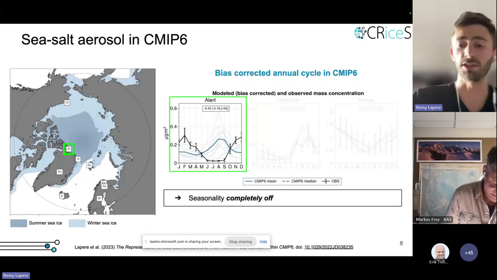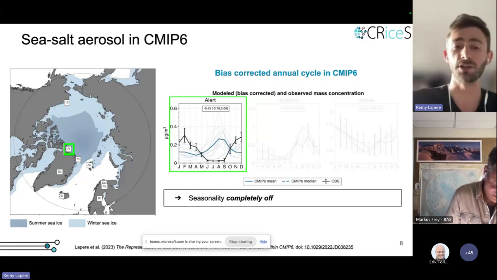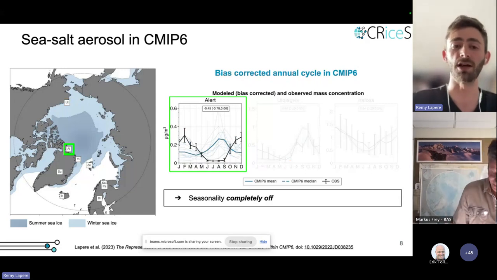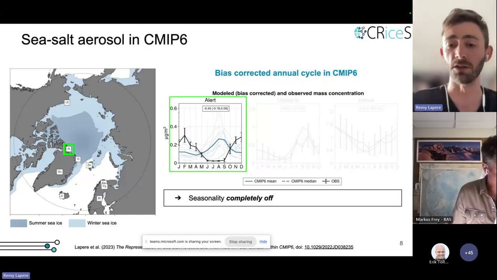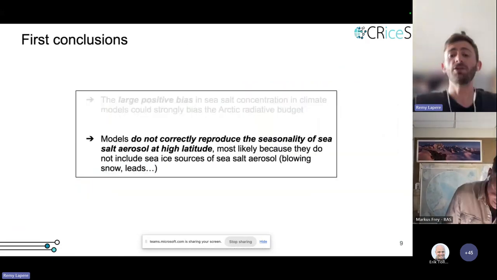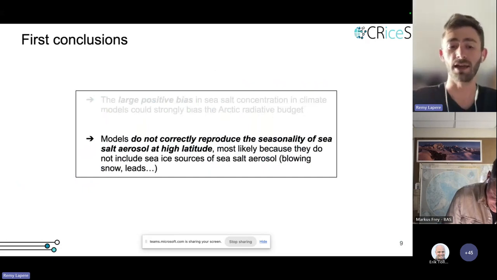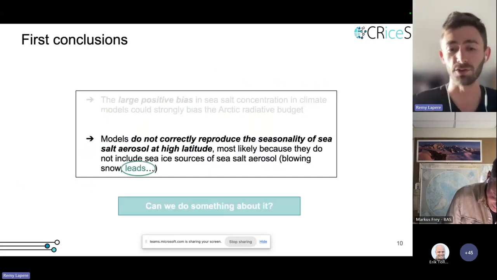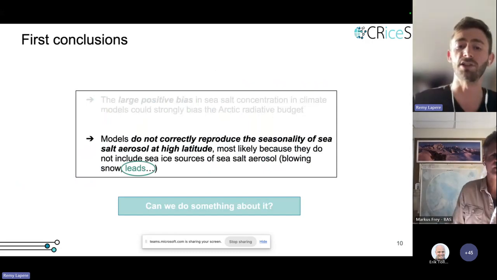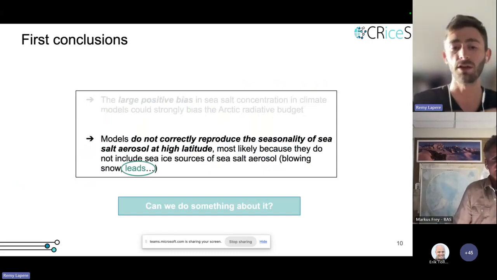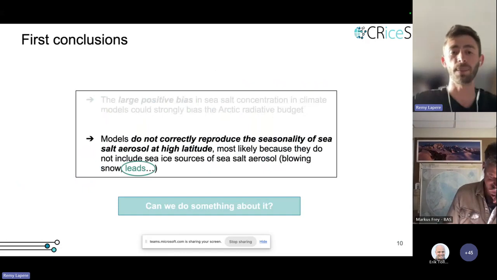That is pointing us in the direction that these climate models don't include sea ice sources of sea salt aerosols. As Markus said, they consider that there's sea ice, so there's no such thing as emissions of aerosols. And that's the reason why they get the wrong seasonality. So they do not get it right. What can we do about it? Markus talked about blowing snow quite a bit, and he showed that we can improve things if we include blowing snow. And I'm going to touch upon leads myself. So can we improve seasonality of sea salt aerosols in the Arctic in climate models by introducing emissions from leads?